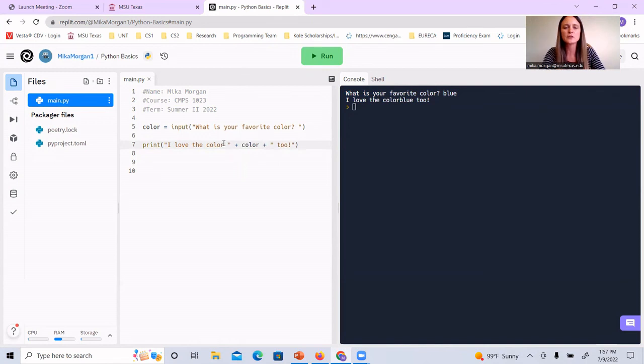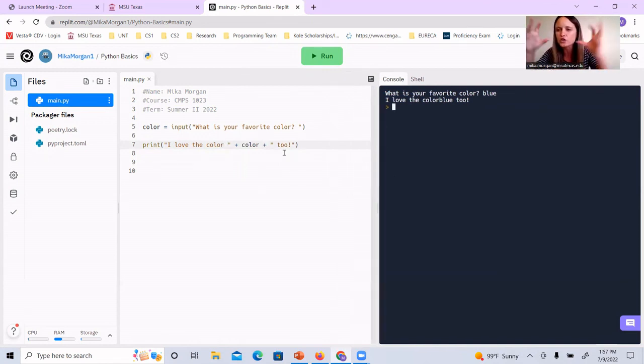Fantastic. So if you're noticing that, if you use concatenation and your words are all smooshed up together, remember that it is going to print exactly what's in the quotation marks. So you might need to include some blank spaces inside your quotation marks so that your end result looks really nice. So one final time, what's your favorite color? Red. I love the color red too.